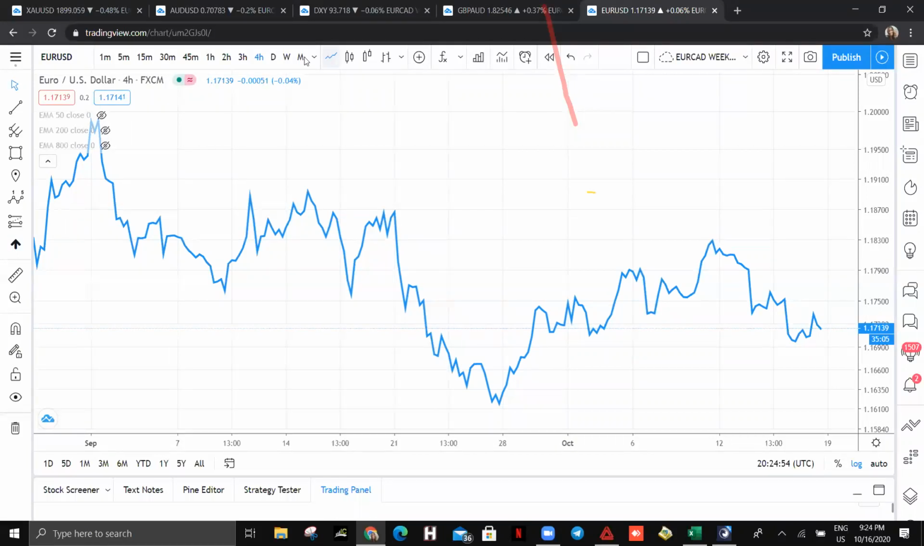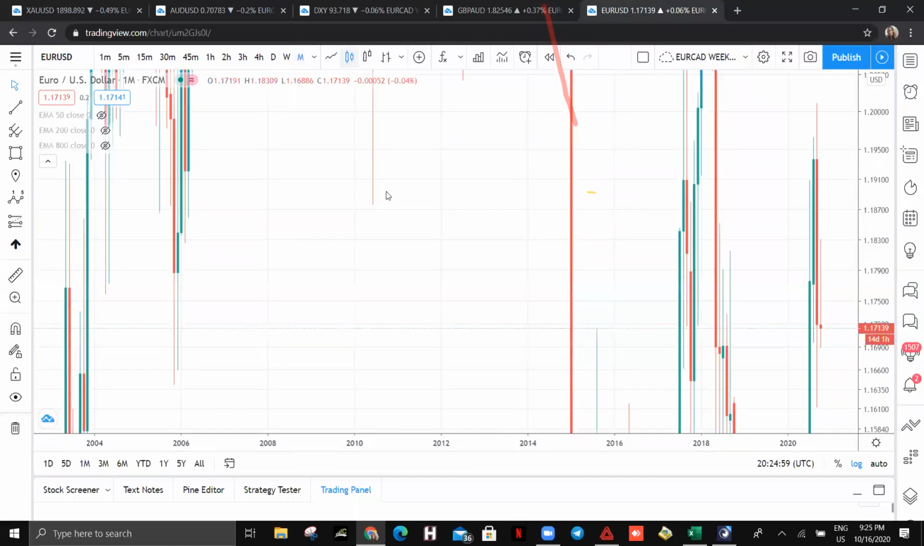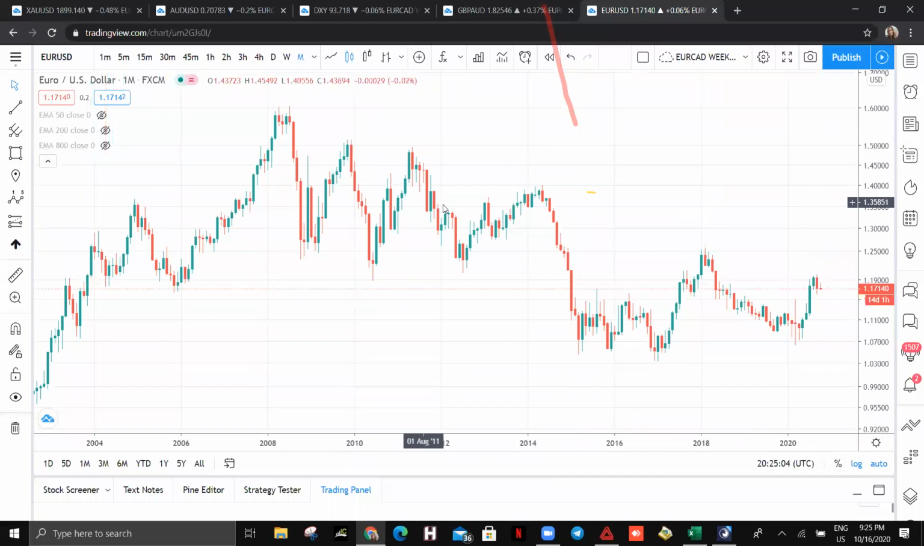Now this is a monthly time frame. That means it takes 1 month for each candle to do what? To form. That's what the time frame means. That doesn't mean that it's going to take 1 month before it hits your take profits.